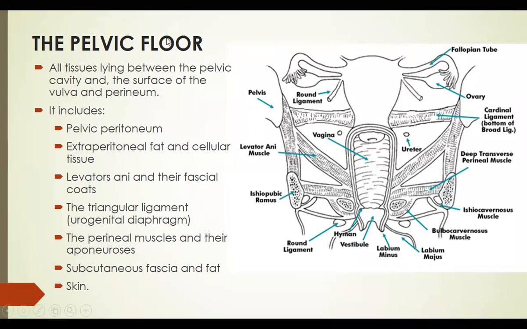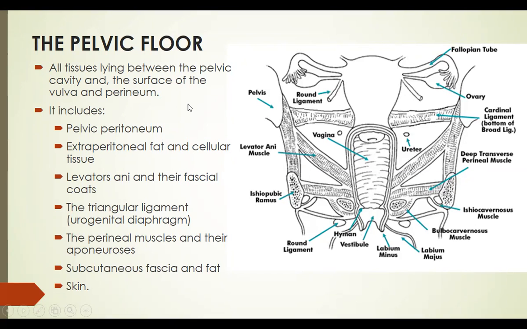So now coming to the pelvic floor. This is the pelvic floor: all tissues lying between the pelvic cavity and the surface of the vulva and the perineum. This is the vulva seen from outside, vulva and the perineum. So the pelvic cavity is here and the surface of the vulva, outside that is external. All these structures within that are called the pelvic floor.